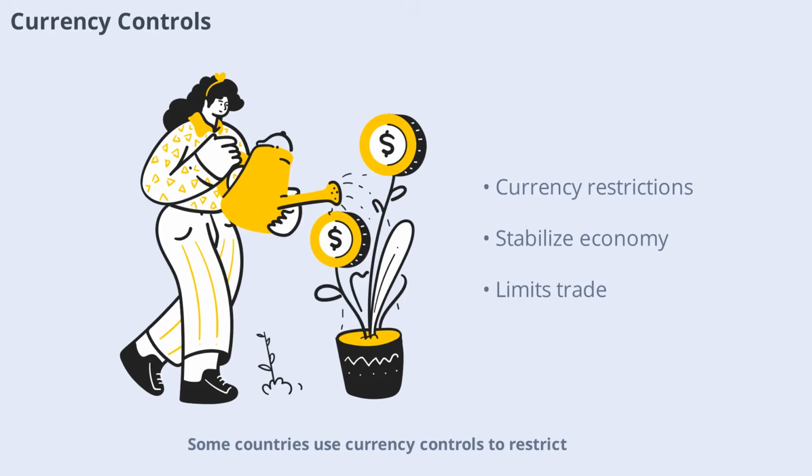Some countries use currency controls to restrict the buying and selling of foreign currencies. By making it harder to exchange money, these controls can limit international trade. This is often done to stabilize the local economy, but it can also make it difficult for businesses to import goods or invest abroad.